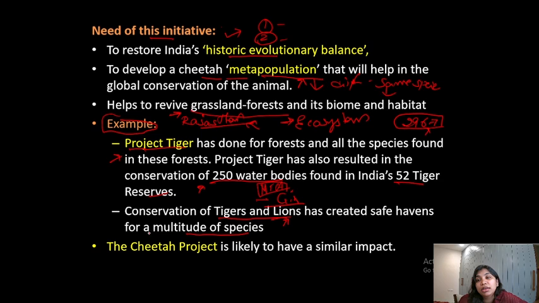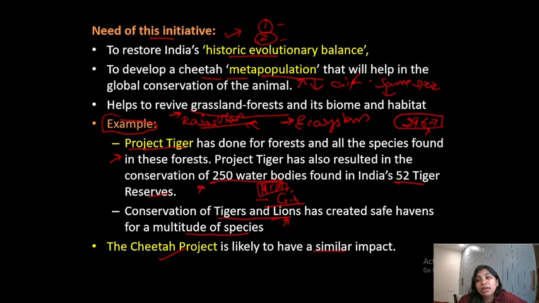So hopefully this cheetah project will also have a similar impact. So what is the significance of it? Why are we using this 90 crores to bring the cheetah back to our country? Majorly, it helps us to revive the grasslands and this forest ecosystem.